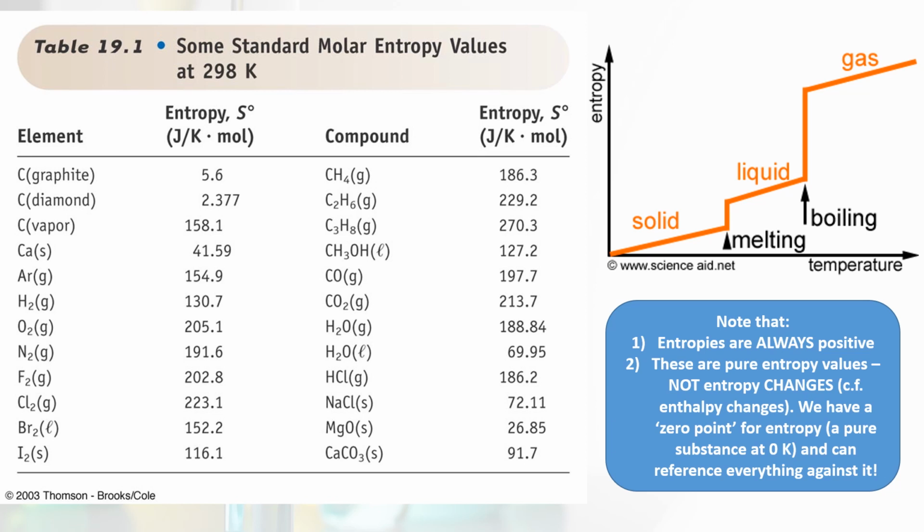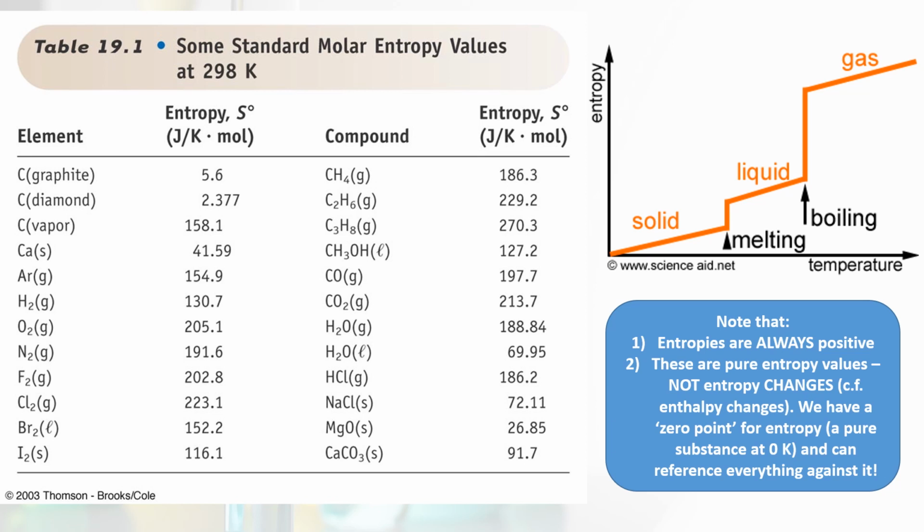There's also two other things to note that are really important. The first is that entropies for whatever species they might be are always positive. So remember, when we think back to enthalpy, we talked about enthalpy changes, and they could be positive or negative, exothermic or endothermic. These entropy values are always positive, and we'll come back to why in a second. The second is that these are pure entropy values. They're not like in enthalpy, where we talk about enthalpy changes. Here, we're not talking about entropy changes, we're just talking about the pure entropy.